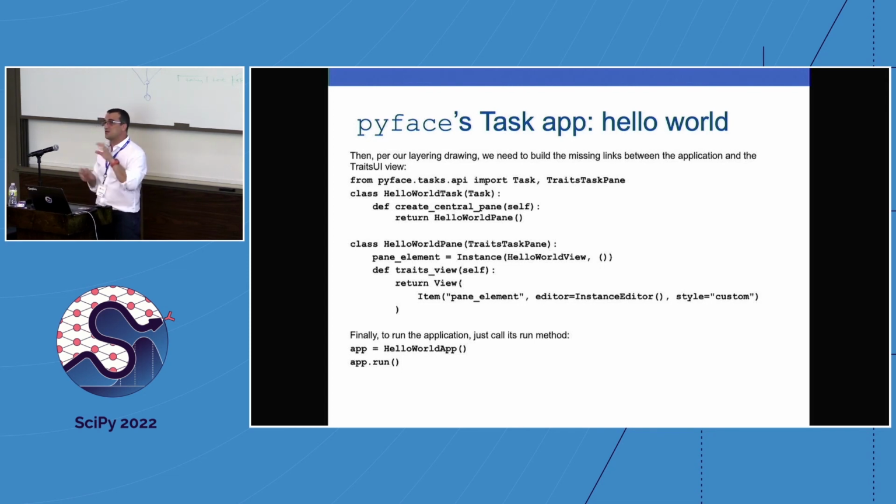Okay, sorry, the code is a little bit jumbled here. All right, so what is my pane going to do? It's just going to show my model view, and now we've linked the two sides of the code.